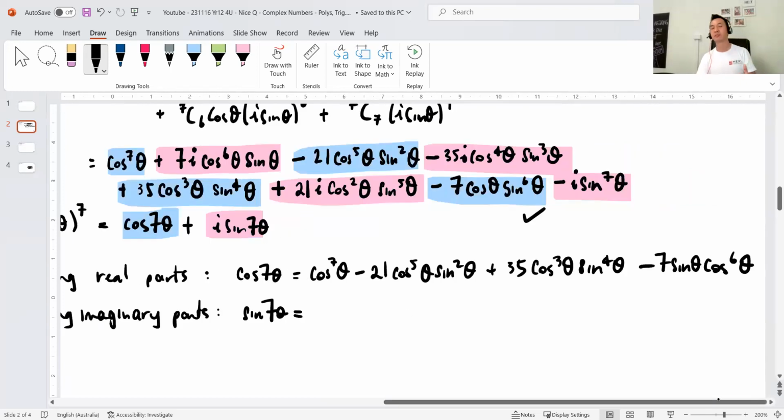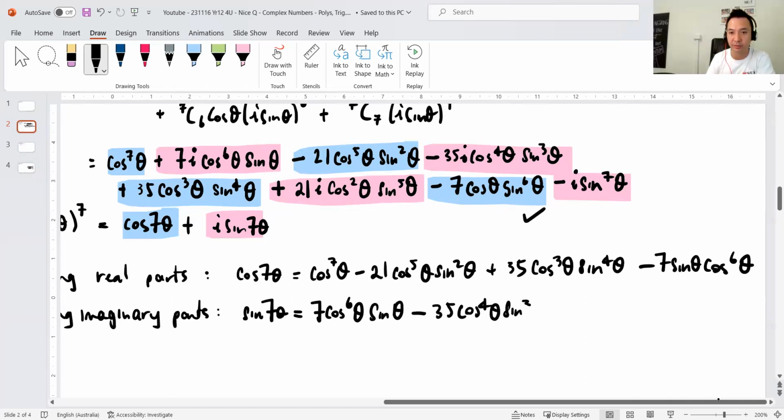If this was in a test, it's good because you're getting marks for just tedious work, but not hard. Now drop out the i's, so you get sine 7 theta equals 7 cos 6 theta sine theta, and then minus 35 cos 4 theta sine 3 theta, and then the other pink there, 21 cos squared theta sine 5 theta, and lastly plus. So plus, it's minus, isn't it? Is it? It's minus. Yep, sorry. Minus sine 7 theta.